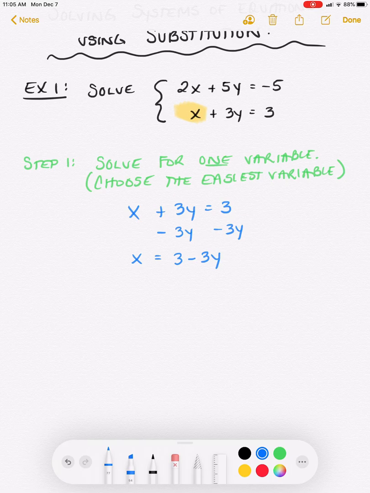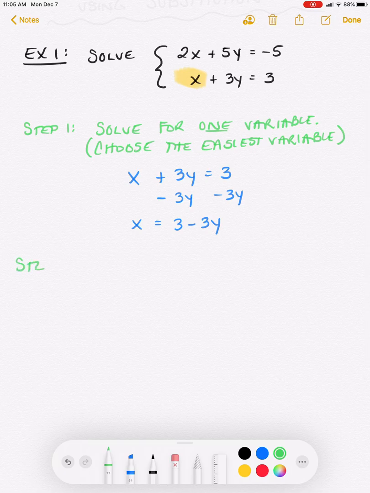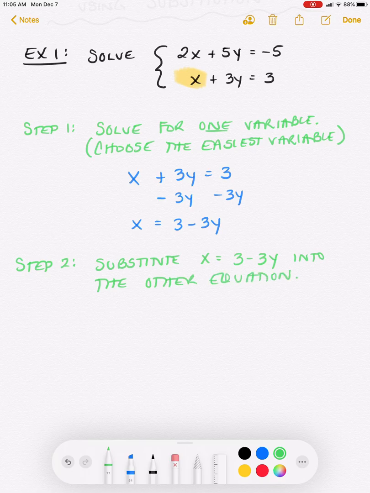Okay, so let's go ahead here and move on to step 2. So step 2, what you're going to do is you're going to substitute x = 3 - 3y into the other equation. And it's really important here that you use both of the equations when solving for x and y. And so the other equation is 2x + 5y = -5.